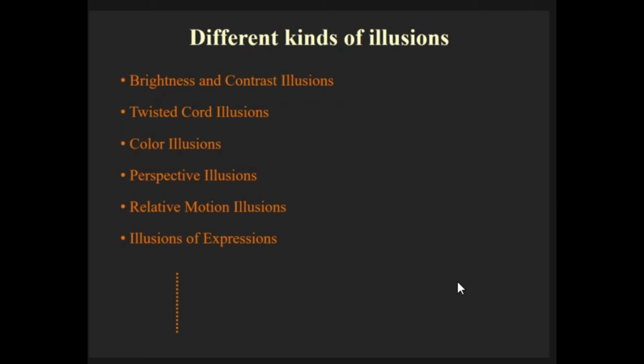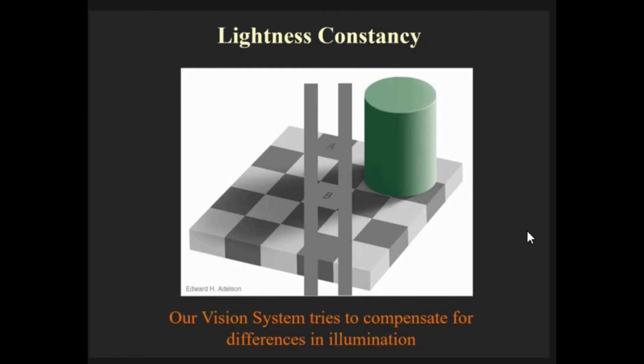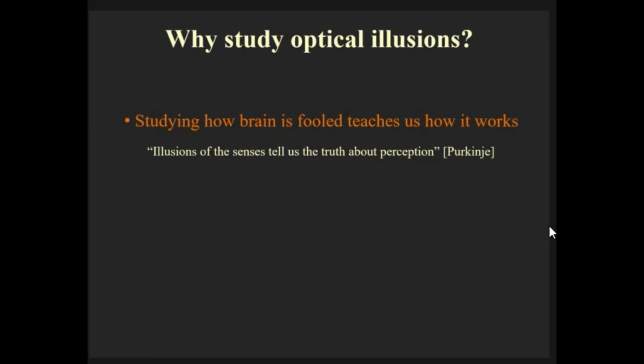This can be a very complicated topic, but I just want you to understand when we talked about the physiological, the physical, and what you perceive. What basically happens is our vision system tries to compensate for differences in illumination. And you start to see these things happening. When you study how the brain is fooled, it teaches you how it works. So illusions of the senses tell us the truth about perception. They like to see how your brain works by people describing what they see. It's also fun.